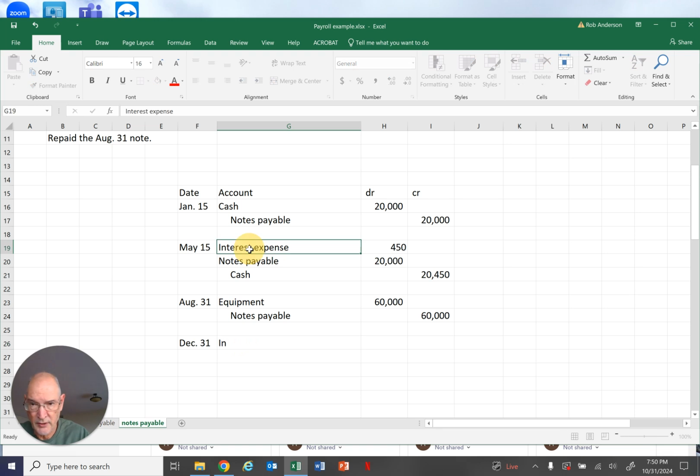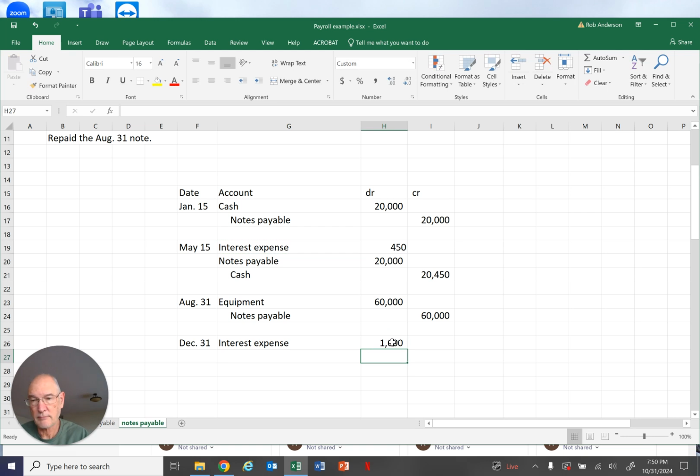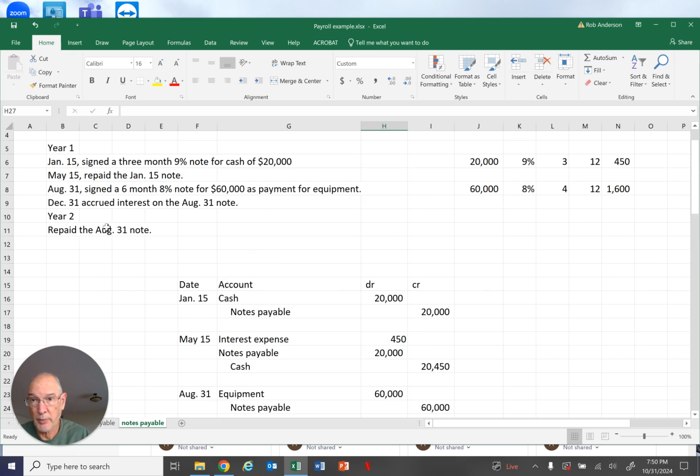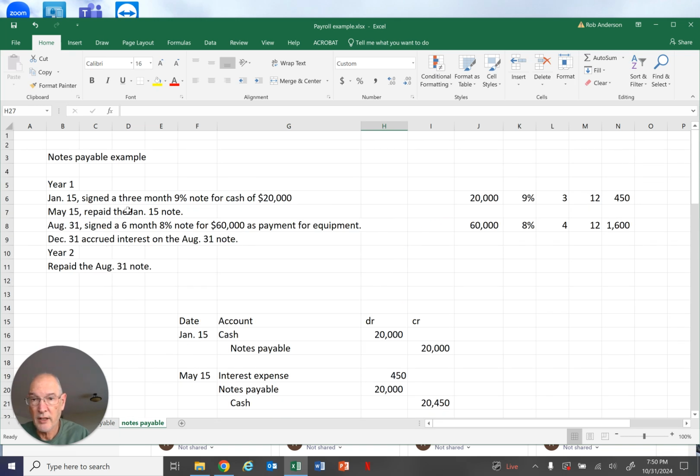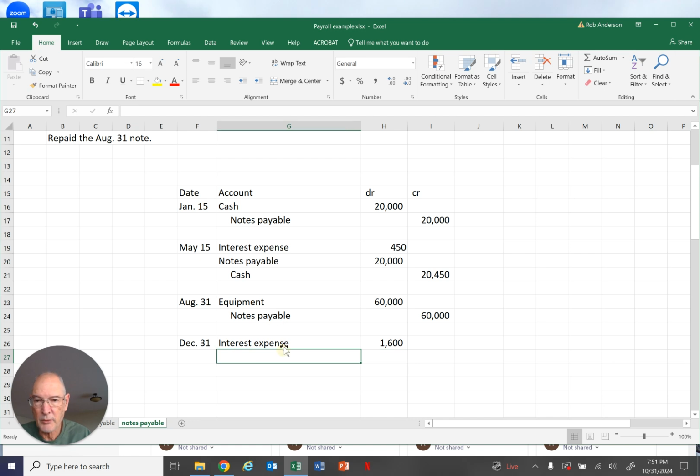Actually, I'll just copy this interest expense. So there's interest expense, and it is $1,600. Now, keep in mind, you're not paying this note until the due date. The due date is 6 months after August 31. So you don't pay any of this money on December 31. This is just you recognizing the fact that you have incurred an interest expense in the current year. But you're not giving them any money, so we need a different account title.